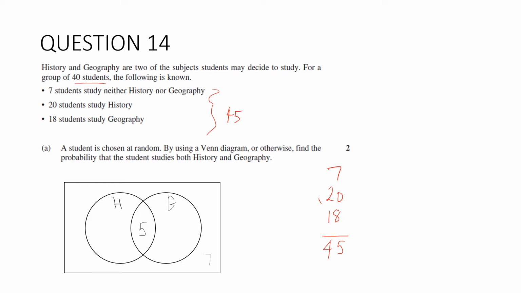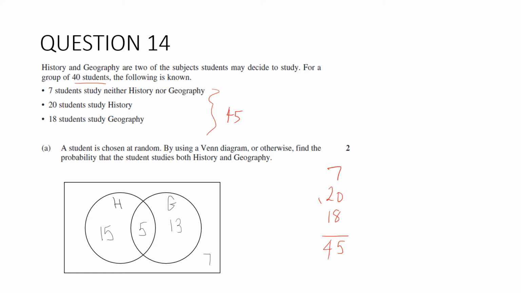Now what we need to do is figure out what goes in here and what goes in here. Let's start with history. Altogether we've got 20 students who study history. We've already counted 5 of them. In here has to go 15. Altogether in geography we've got 18 students. We've already counted 5. In here must go 13. We can do a quick check. 15 and 5 is 20, and 13 is 33, and 7 is 40. So we are correct. Now we've completed our Venn diagram, but we actually haven't answered the question.